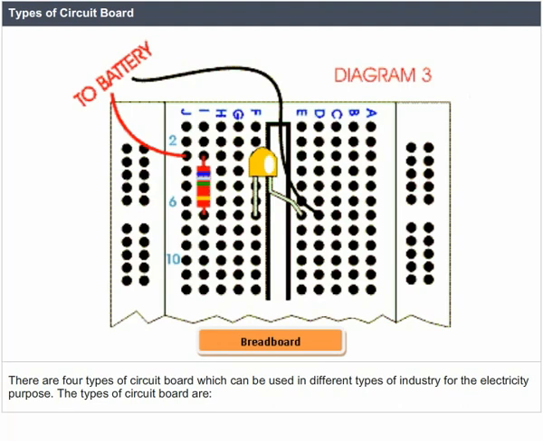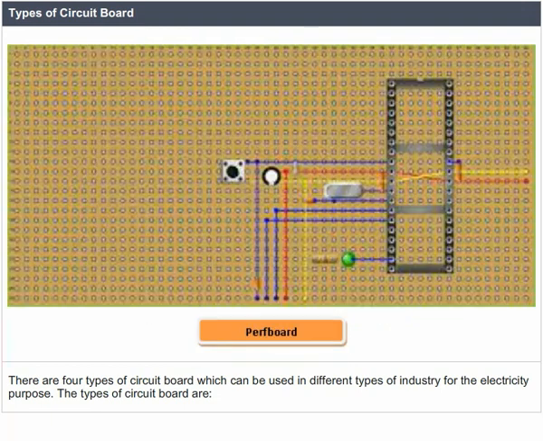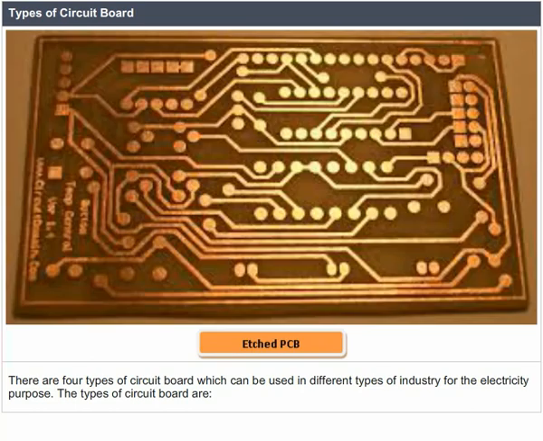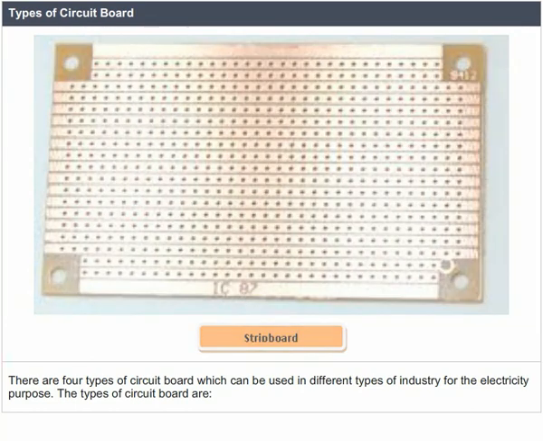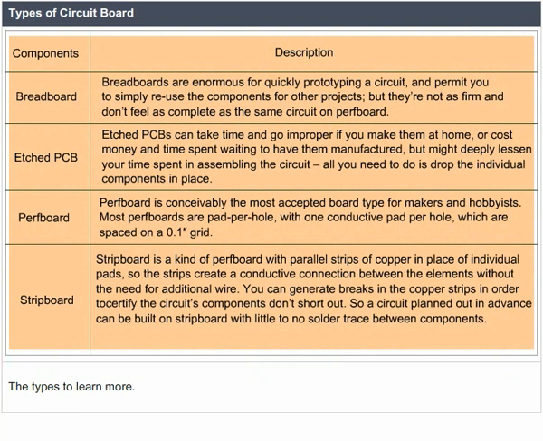Types of circuit board. There are 4 types of circuit board which can be used in different types of industry for electrical purposes. The types of circuit board are breadboards, perf board, etched PCB, and strip board. Breadboard. Breadboards are great for quickly prototyping a circuit and permit you to simply reuse the components for other projects. But they are not as firm and don't feel as complete as the same circuit on perf board.